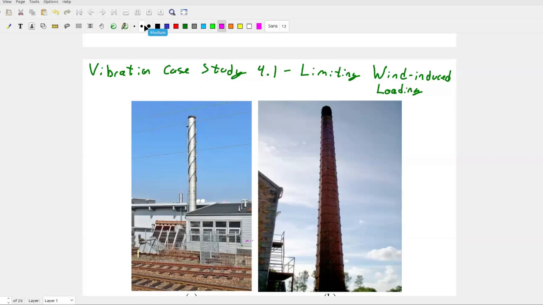Vibration case study 4.1. So we want to look at limiting wind-induced loadings. If you take a look at smokestacks that exist, newer ones will have these very cool spirals on them. They're pieces of steel that are welded onto the side. And older ones will have these kind of interesting brick layer shapes. And sometimes they'll even have curved brick around the side.